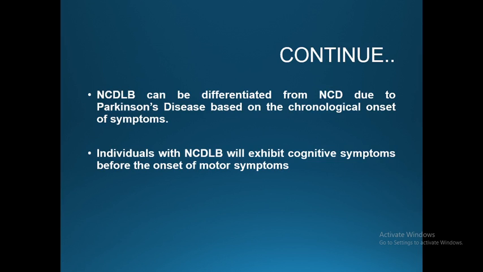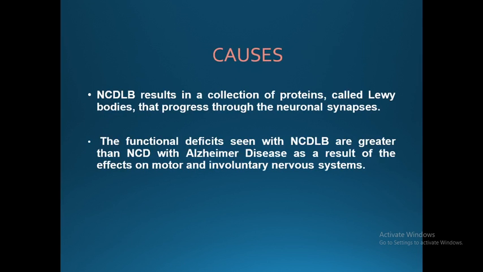NCDLB, or neurocognitive dementia due to Lewy bodies, can be differentiated from NCD due to Parkinson's disease based on the chronological onset of symptoms, right? What is chronological onset? The time of onset of the symptoms. An individual with NCDLB will exhibit cognitive symptoms before the onset of motor symptoms, right? Their cognitive behaviors deteriorate before the motor symptoms. Motor symptoms deteriorate, especially in cases like Parkinson's syndrome and NCDs, right?